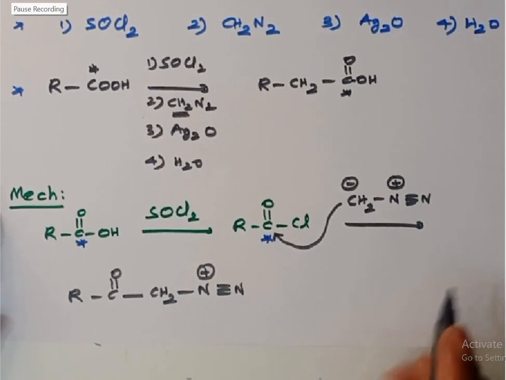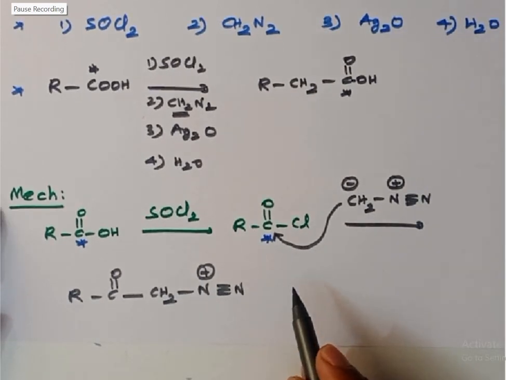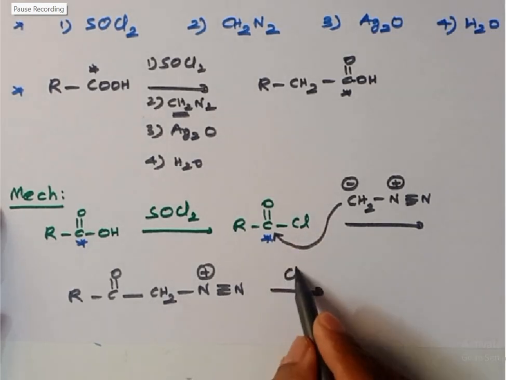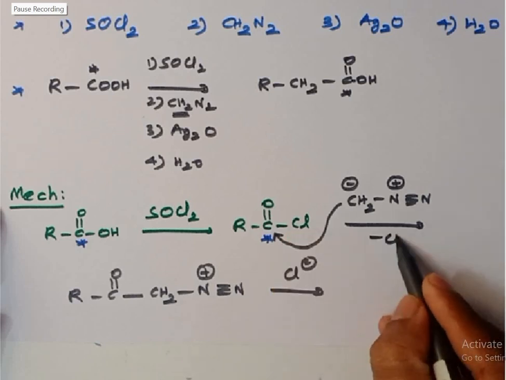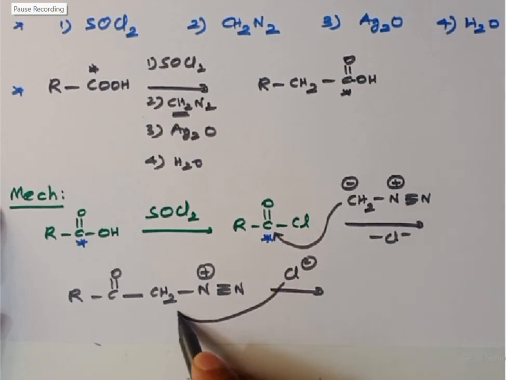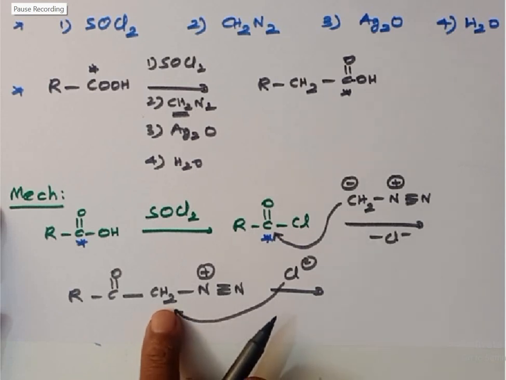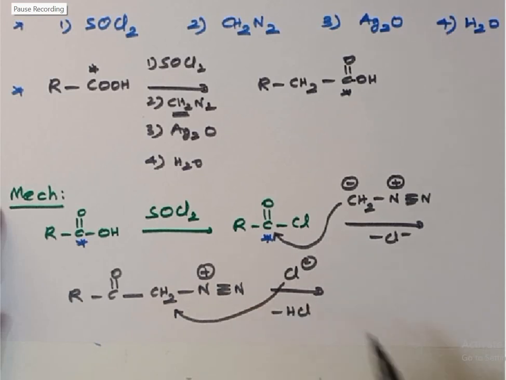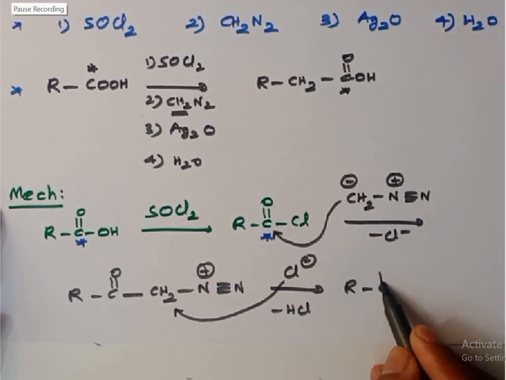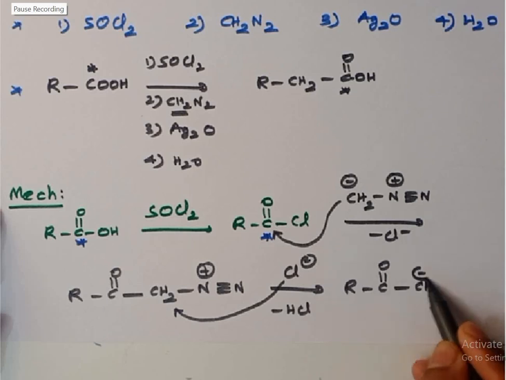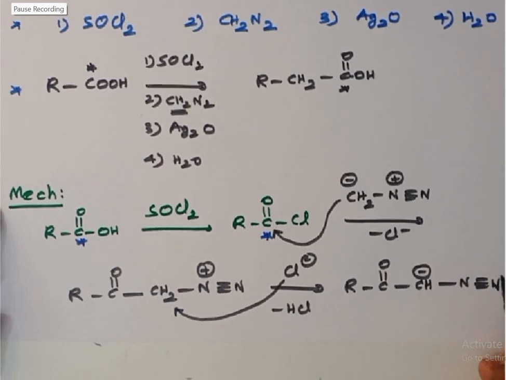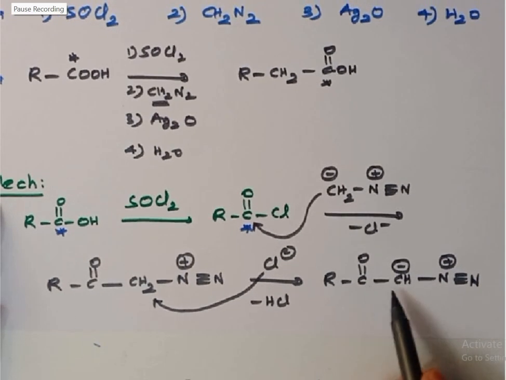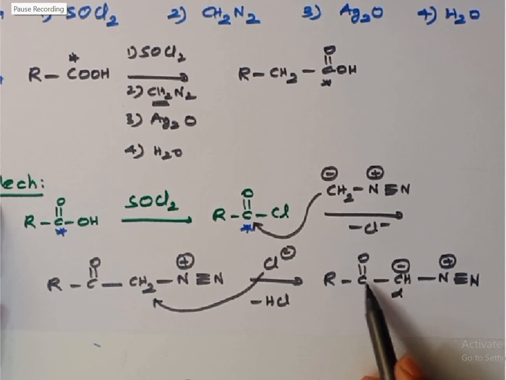Then what will happen? This species will eliminate. The Cl minus which is coming out acts as a base and will remove one of the hydrogens as H plus, because these hydrogens are highly acidic, so you'll get HCl. HCl will come out and we get this carbanion, RCO CH minus N triple bond N plus. This is a keto compound, and this is the alpha carbon.